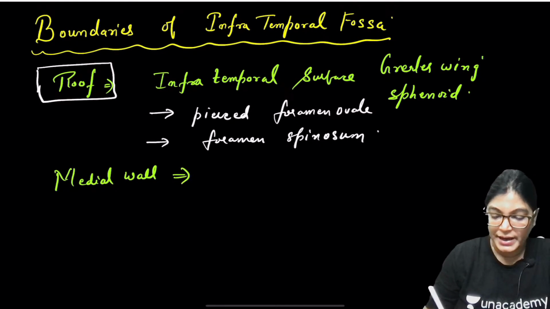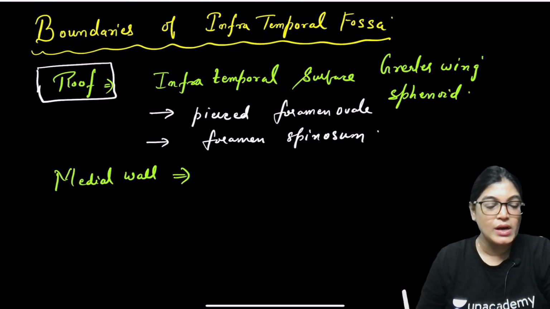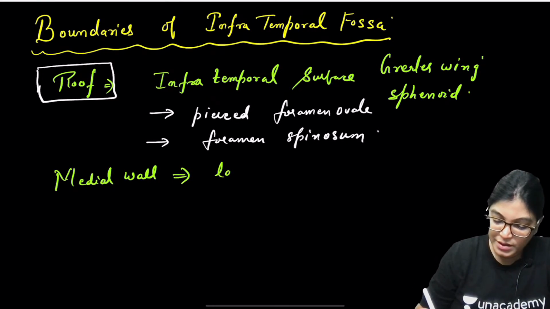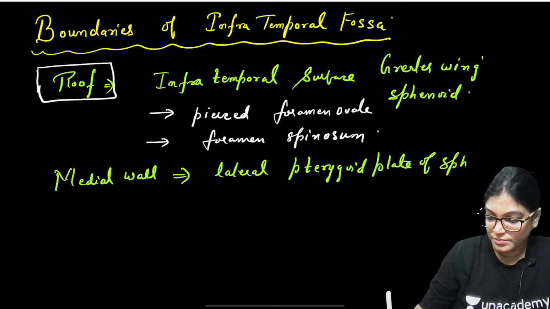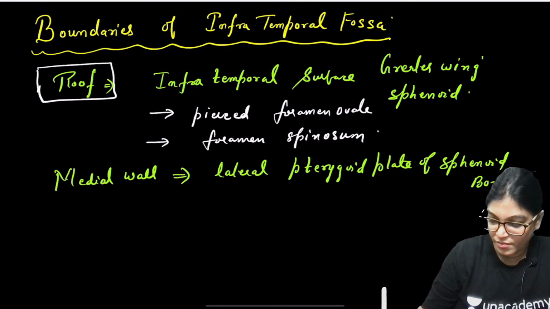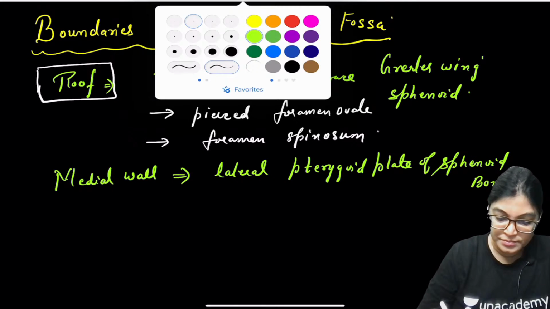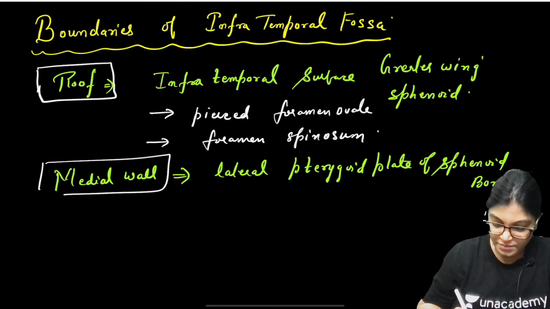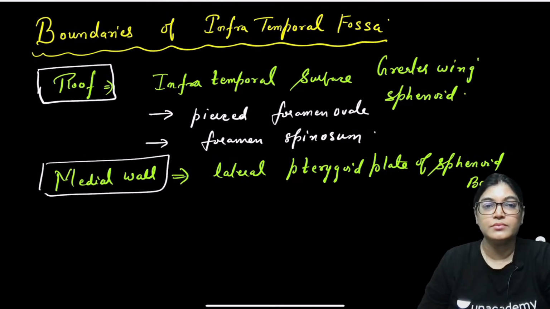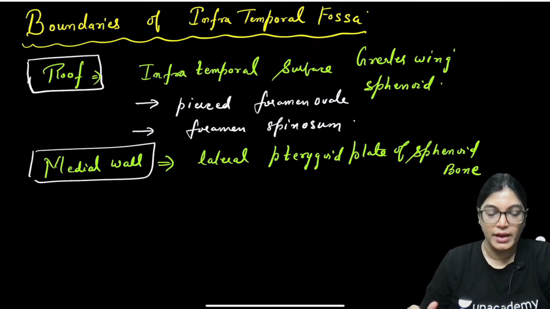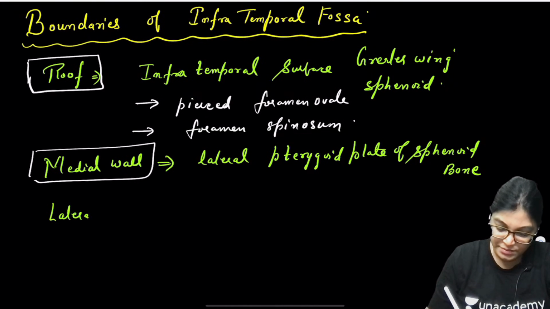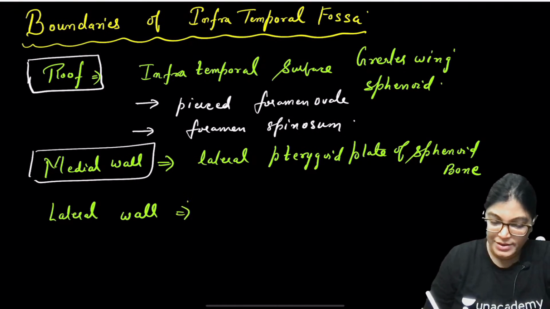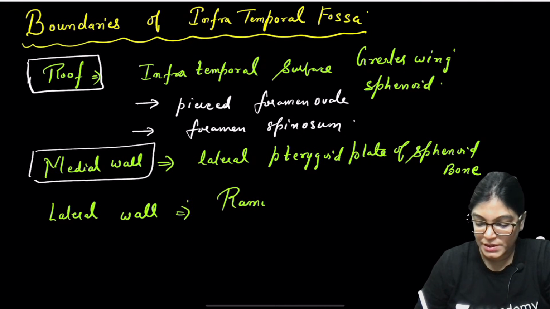Medial wall is formed by, if you remember in the diagram I have shown you, lateral pterygoid plate of sphenoid bone. Got it? Okay, so roof and medial wall have been done. What is next is the lateral wall. Lateral wall is formed by ramus of the mandible.